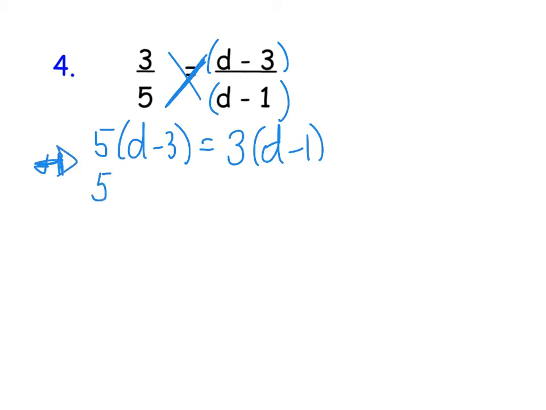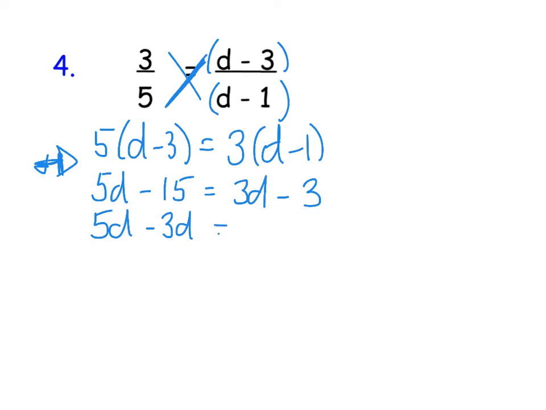So that will give us 5d take away 15 equals 3d take away 3. We're going to take our letters left, numbers right. Again, this line here is optional for some of you. Positive 3d becomes negative 3d. We've already got a negative 3 on the right hand side. And minus 15 will come over and become a plus 15. Tidy that up, leaves us with 2d equals 12.